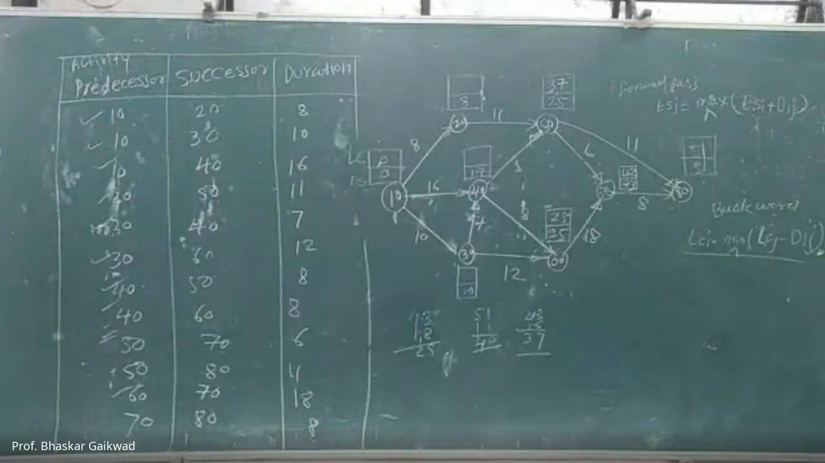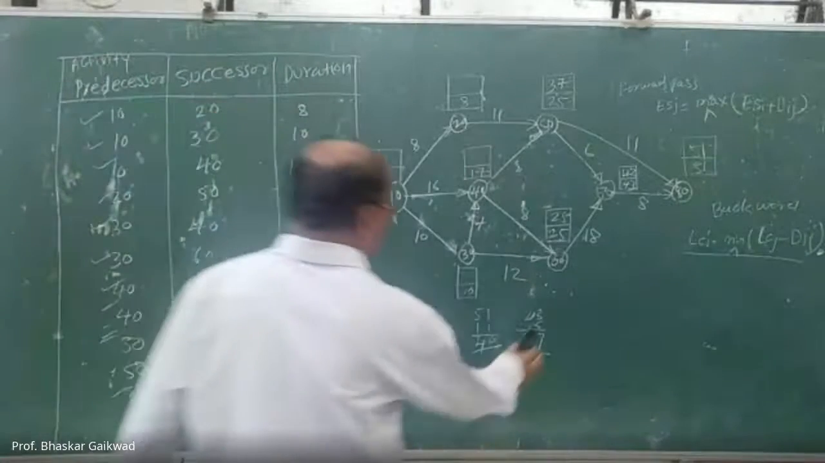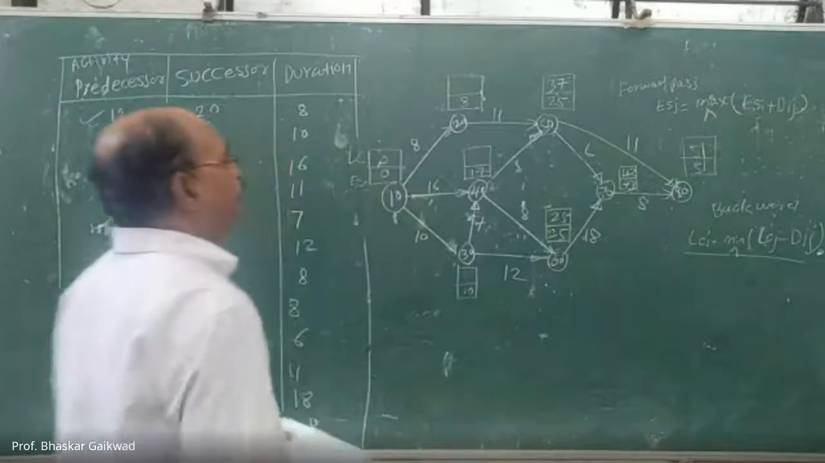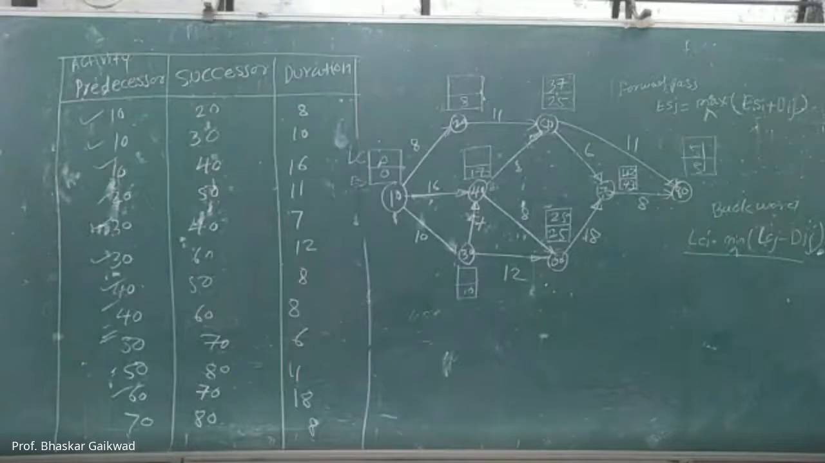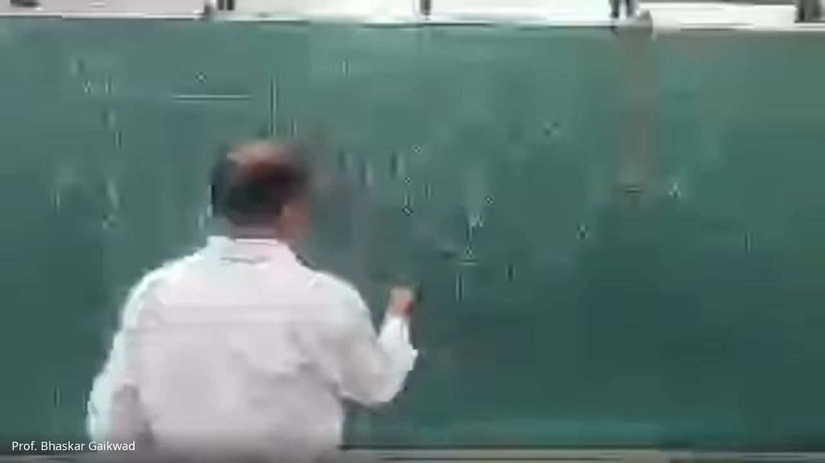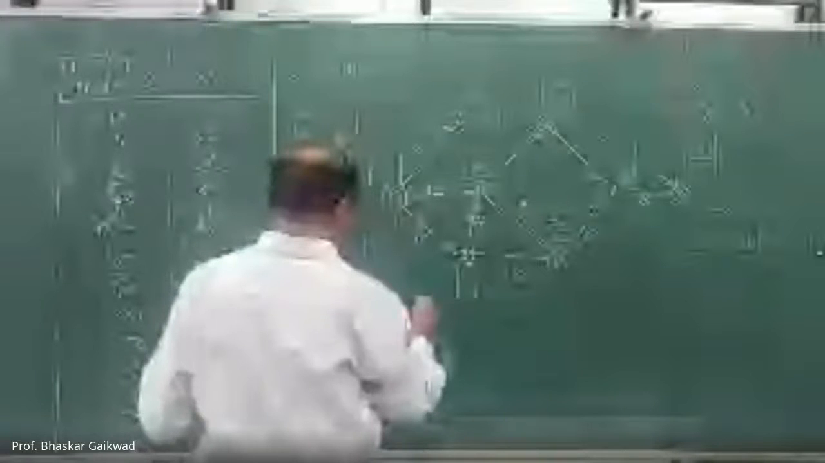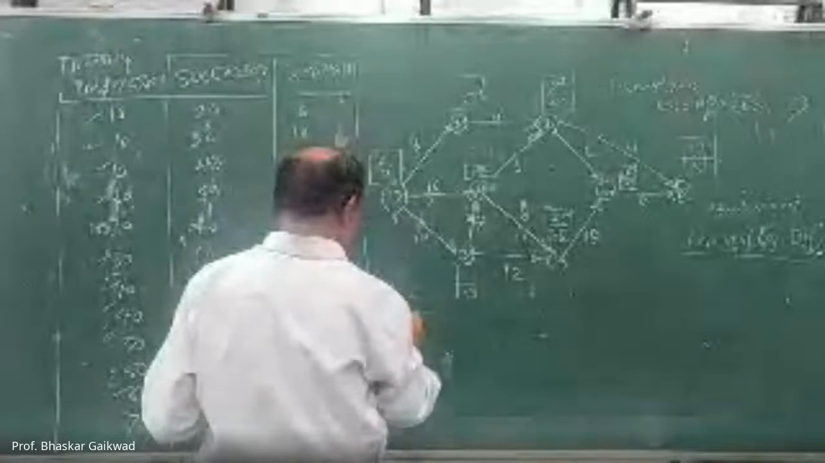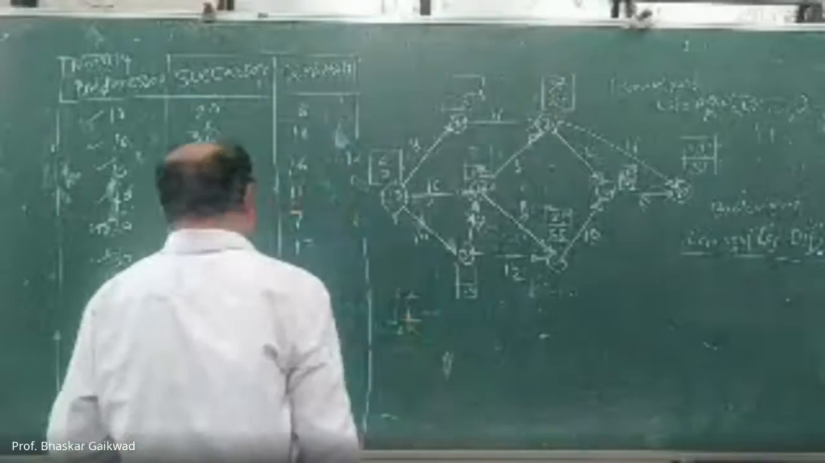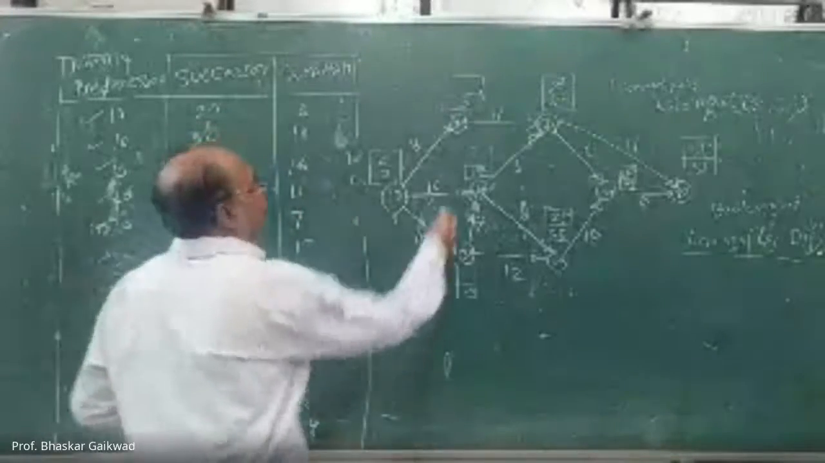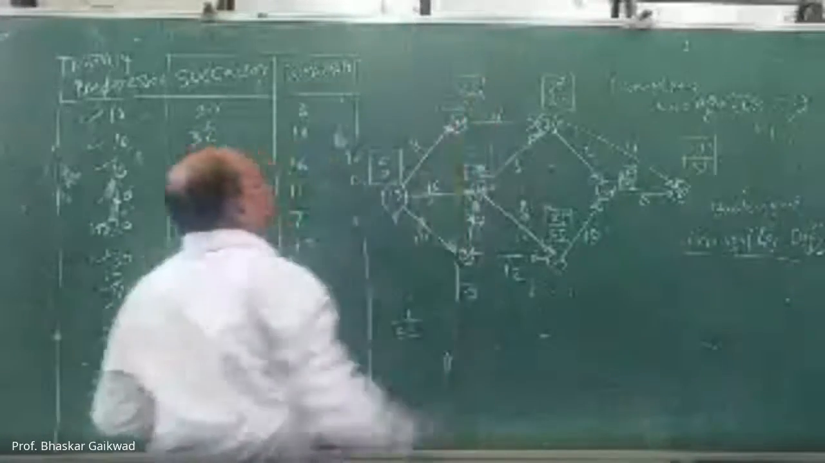Okay. Now you come to the next, sequence-wise. So this activity, here LC is 37. What is the duration? 11. So how much here? 26. Correct. So you can write 26 here.